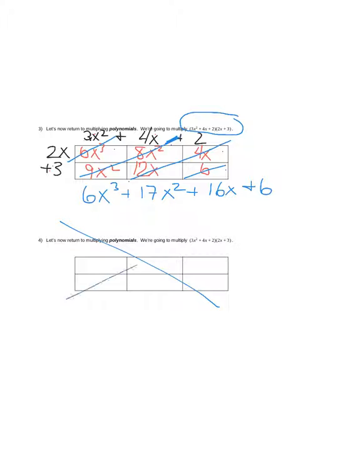So what I can do is I can say 6x cubed, and then this diagonal right here, I take 8x squared plus 9x squared gives me 17x squared, and then 4x plus 12x gets me 16x plus 6. And I have just multiplied my first 3 by 2 polynomial. Okay? Let's cross that out and move on to the next slide.